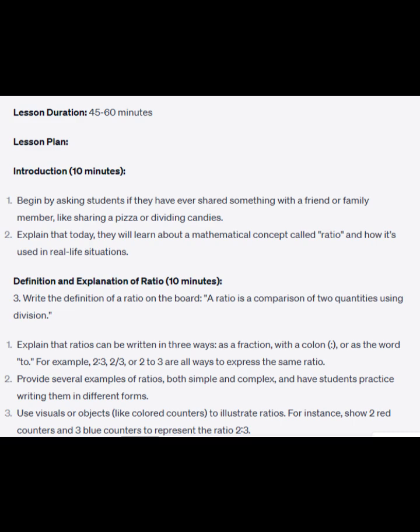Provide several examples of ratios, both simple and complex, and have students practice writing them in different forms. Use visuals or objects, like colored counters, to illustrate ratios. For instance, show 2 red counters and 3 blue counters to represent the ratio 2:3.